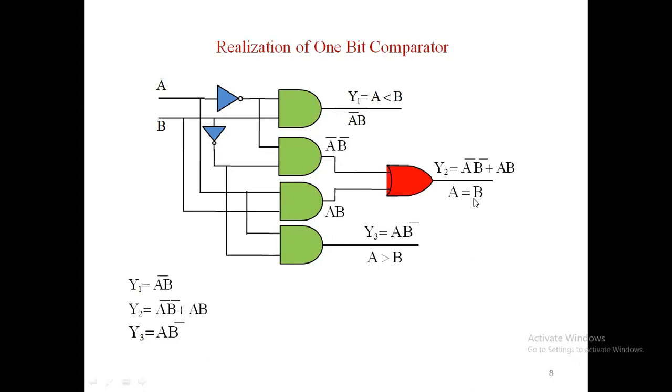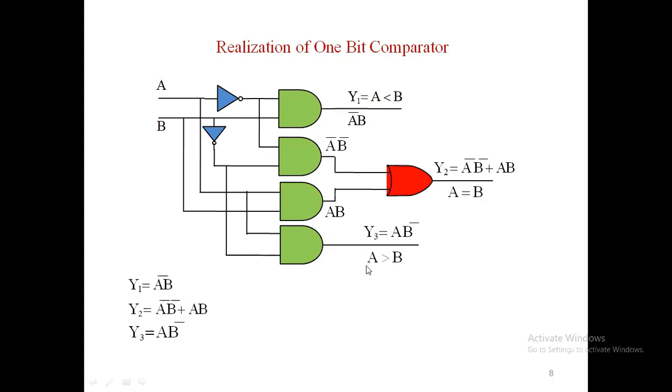Next, here we got the value y2 is equal to 0. So A value 1, B value 0. 1 is equal to 0? The condition is false. That's why we got the value y2 also 0.